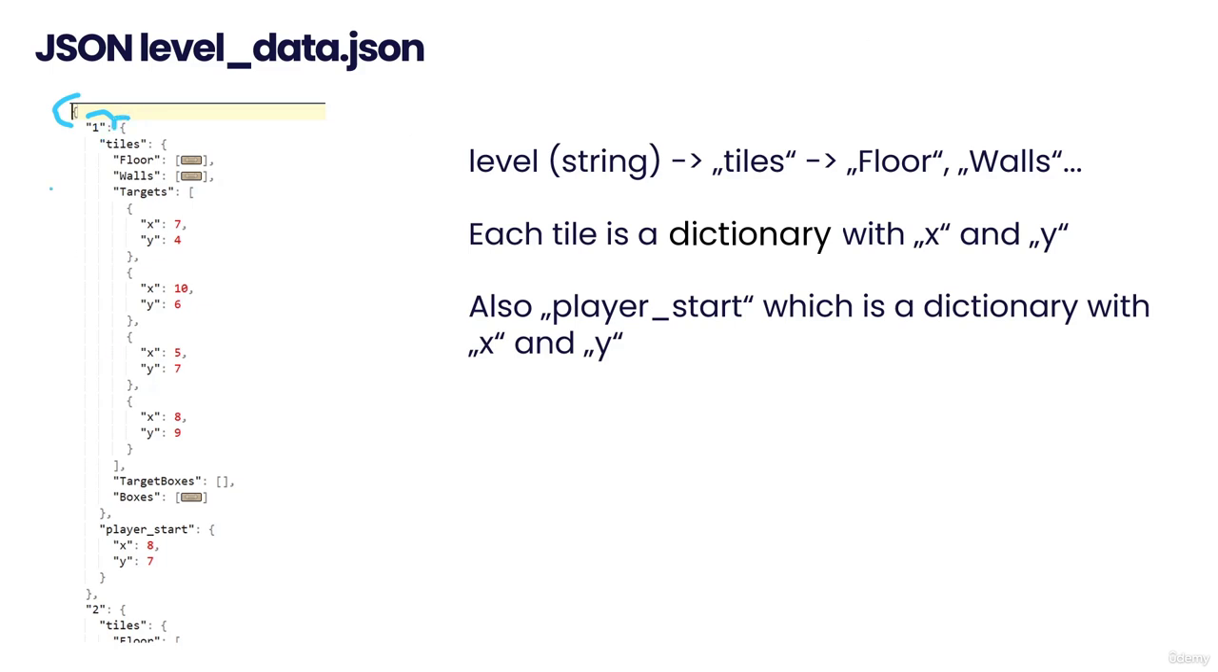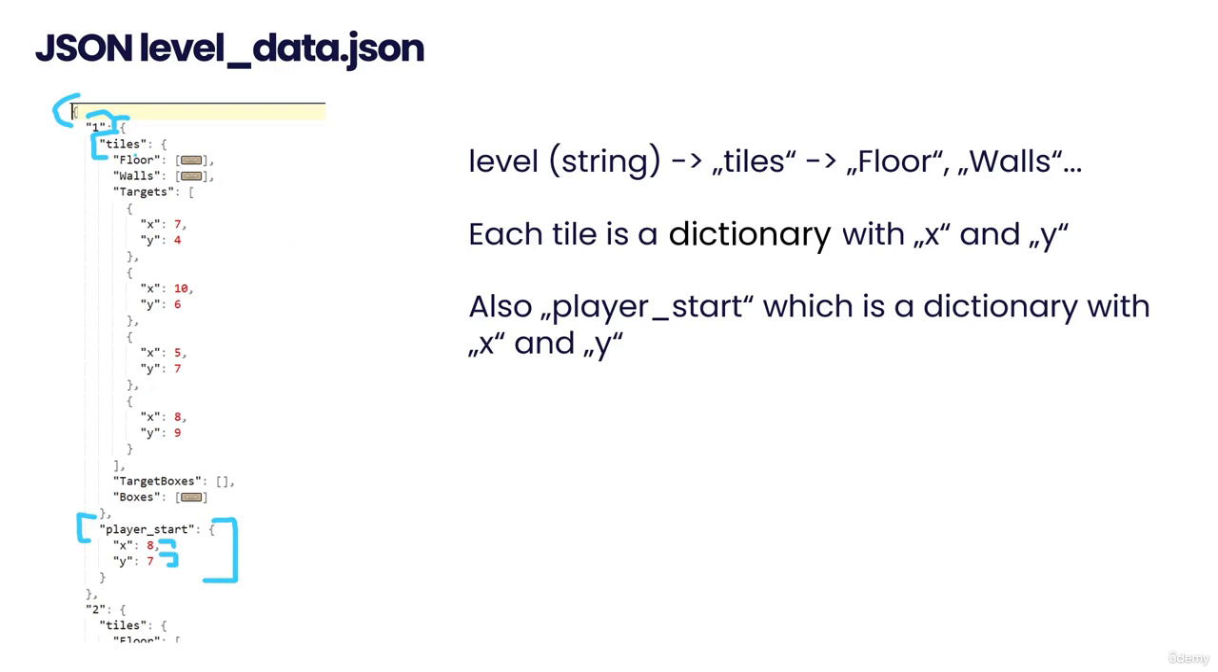So the value that comes back has a few keys as well. It has a key tiles, and then it has a key player start. For the player start, you can see the value is another object which has a key X and a key Y, and that's actually the tile coordinate where the player starts. We'll come to that a bit later.